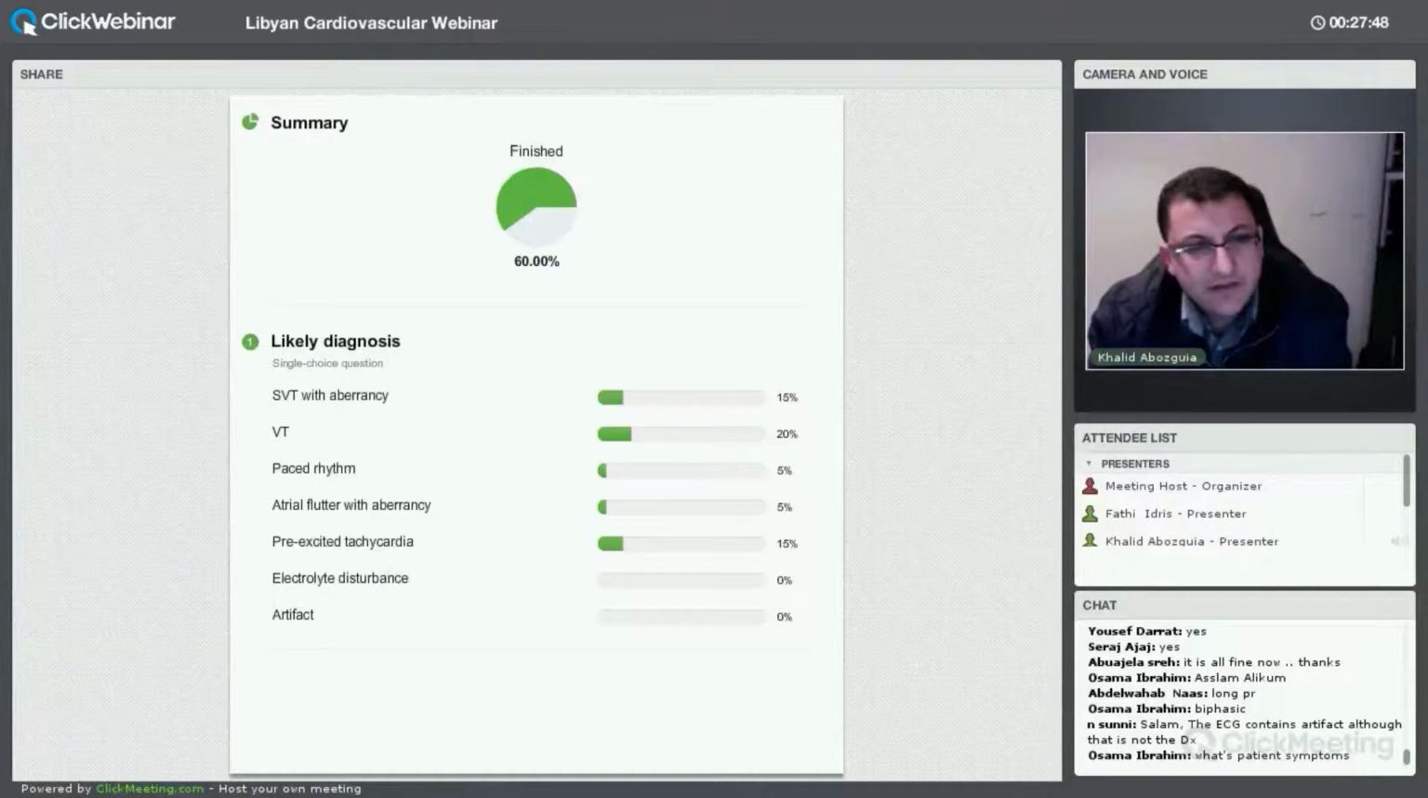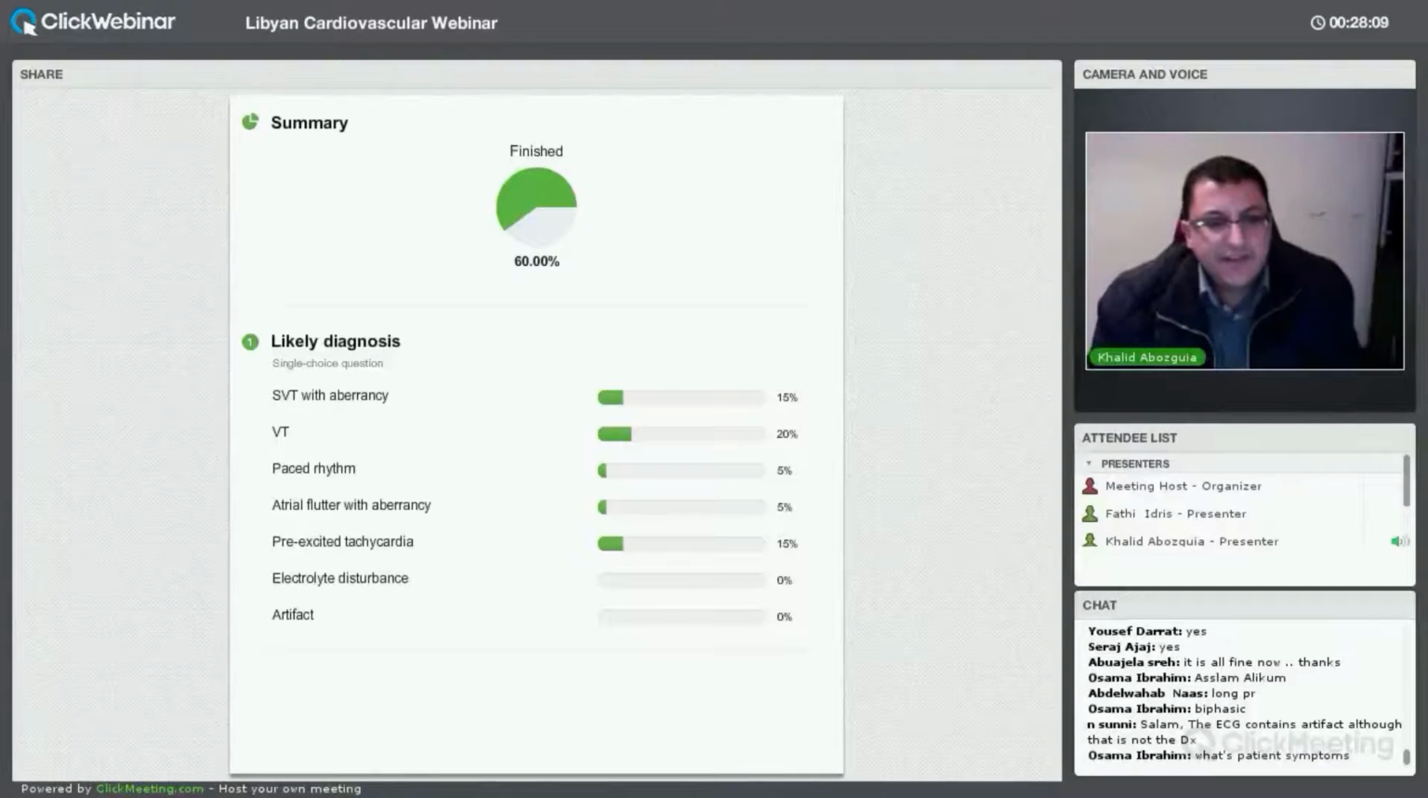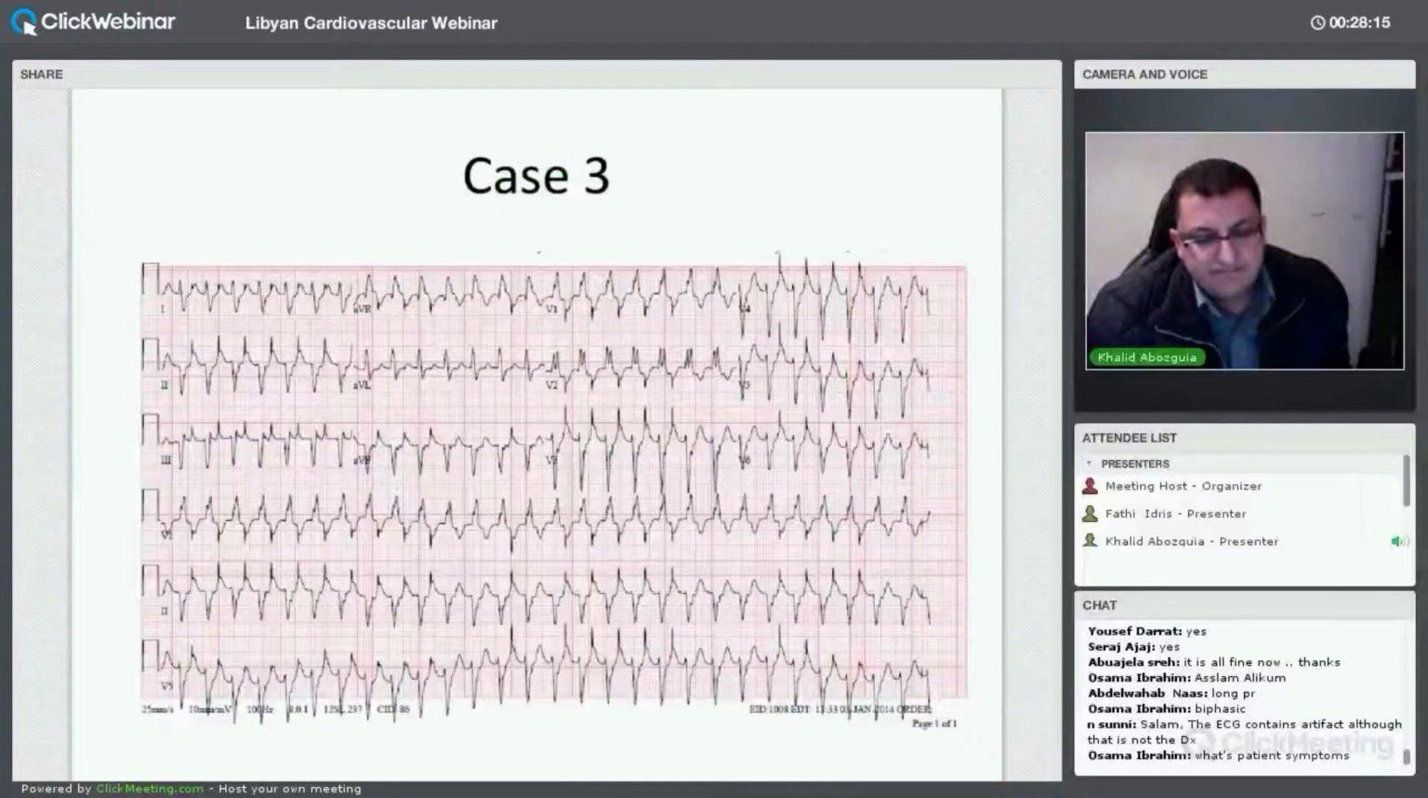Okay, it's interesting again. We have a split. The majority felt this is ventricular tachycardia. Some of us felt this is pre-excited tachycardia, and the rest is split between SVT, atrial flutter and paced rhythm. Okay, we go back to our presentation of the tachycardia.